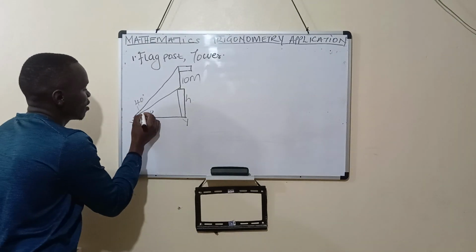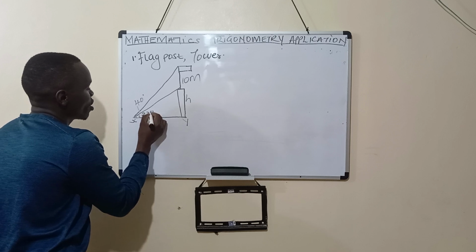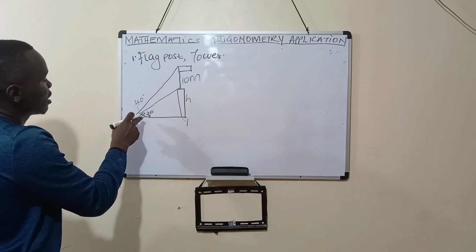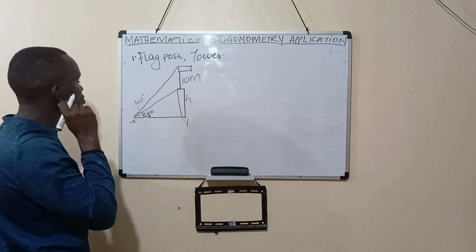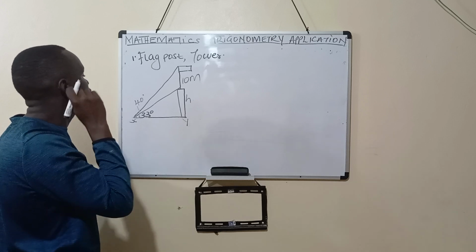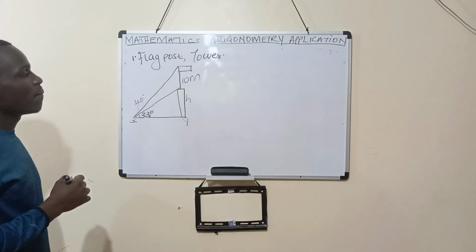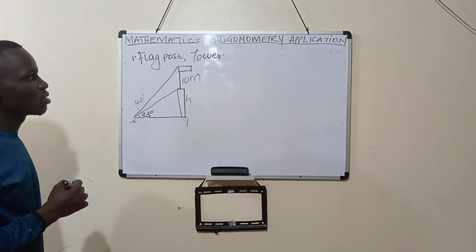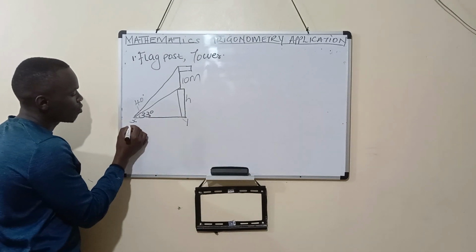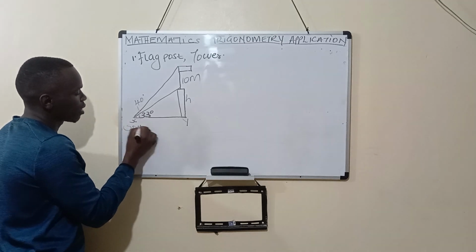In this case, you have to be very careful when you are interpreting. So this one is 33 degrees and the other one is 40 degrees. Now, how do we get the value of the height? Number one, you have to remember the trigonometric ratios, where we talked about SOHCAHTOA.